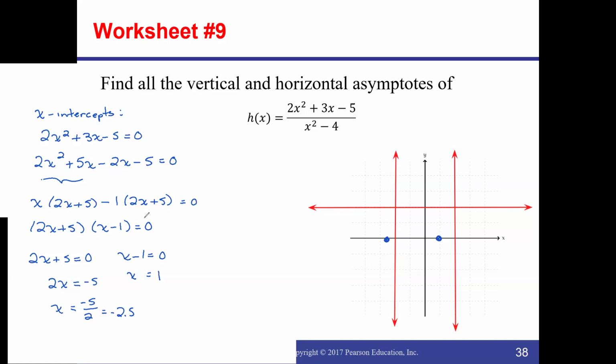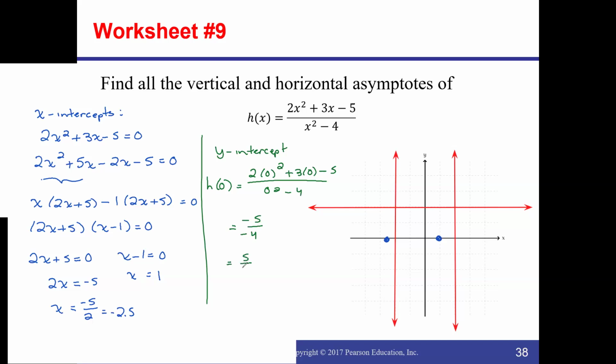Get my points up here, so we'll have this here in a second. Now we need our y-intercept, then I can find a couple points. Y-intercept means I just have to figure out what happens when x is 0. So I'd have 2 times 0 squared plus 3 times 0 minus 5 over 0 squared minus 4.